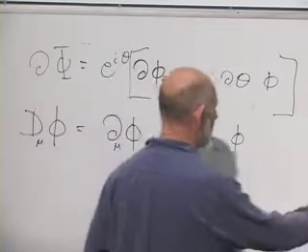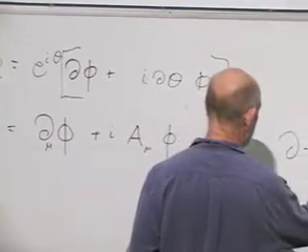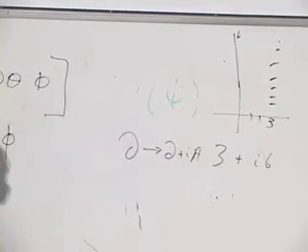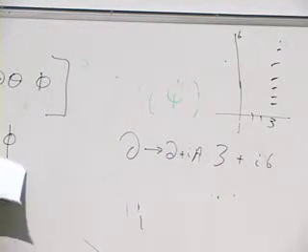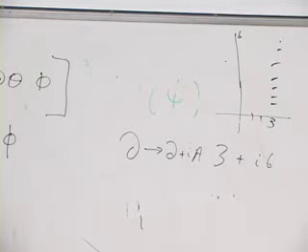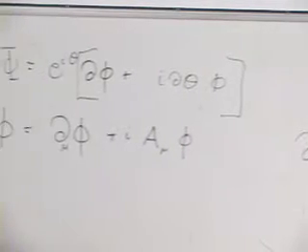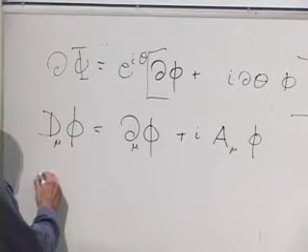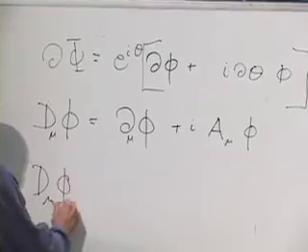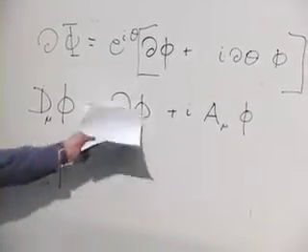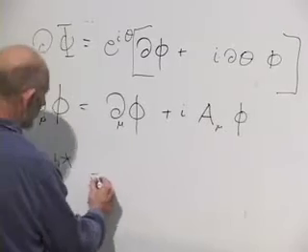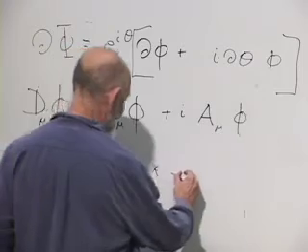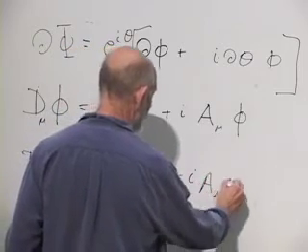Sometimes this is indicated by saying that derivative is replaced by derivative plus IA. But it only makes sense if you apply it to a complex field like phi. So this is the definition of the covariant derivative. And if I were to write the covariant derivative of phi star, it is by definition just the complex conjugate. So it's equal to d mu phi star minus IA mu phi star.